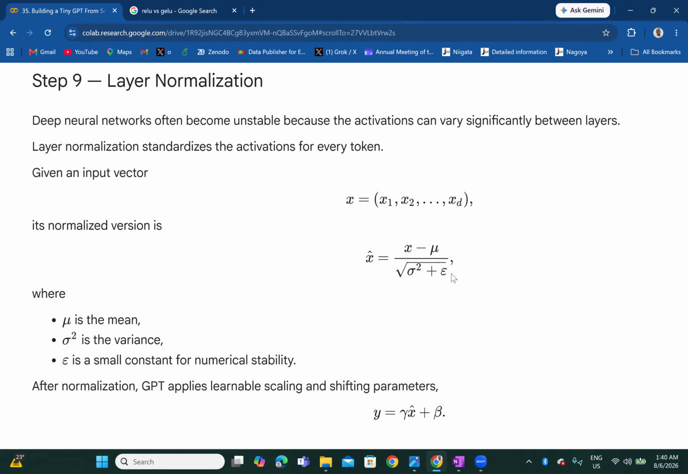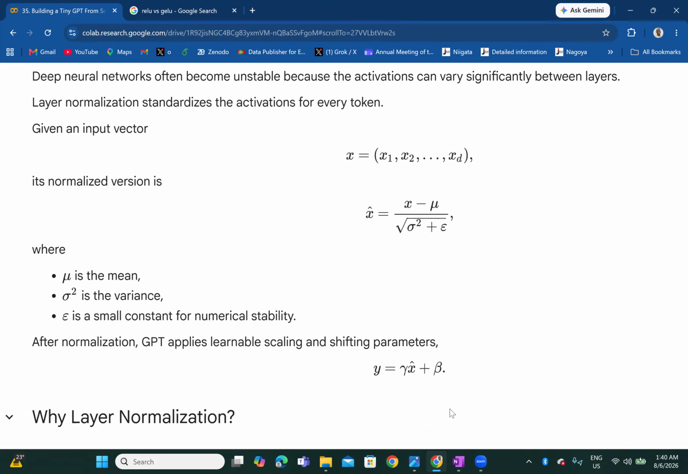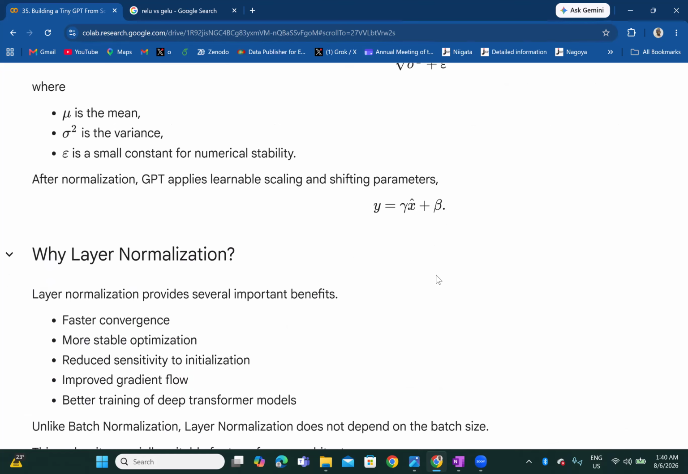Imagine you're taking, say, the log of 0, that will be undefined, but if you have a small value there, it will make sure that the value does not go to 0. After normalization, GPT applies learnable scaling and shifting parameters, y equals gamma times x cap, the x cap we have here, plus beta. And that will happen for all the d dimensions, because this will be x1 minus mu over this, x2 minus mu over that, and so on and so forth. And then you have gamma x cap plus beta.